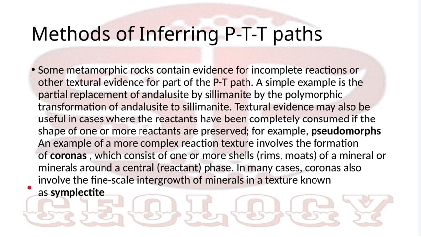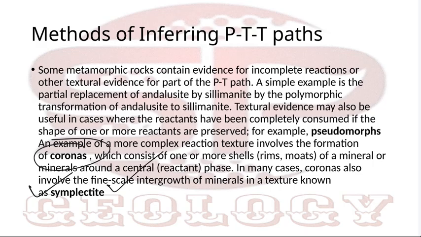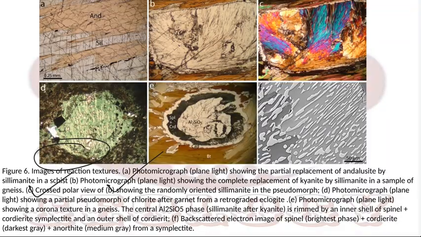Apart from that, there is symplectite texture and corona formation. Corona you have already studied in igneous texture, and symplectite texture you know. These are the things from which we infer the pressure and temperature, and from there only we calculate the pressure and temperature path.